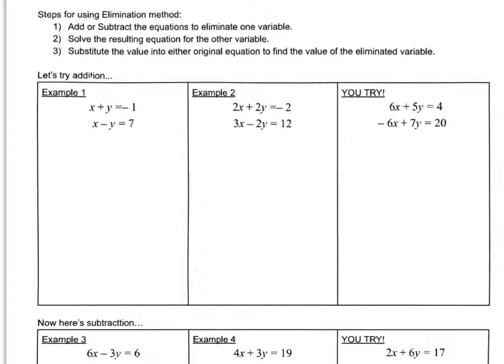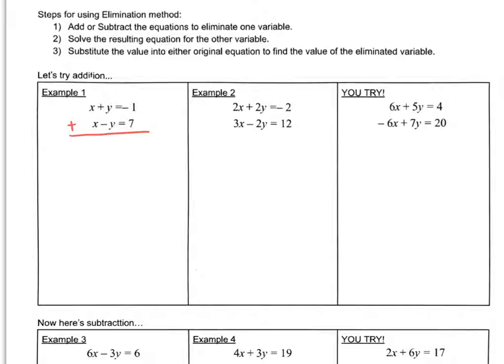So let's look at example number 1. We've got x plus y equals -1 and x minus y equals 7. If you recall from the previous two lessons, I could ask you to graph both of these. They would intersect and you would get an answer. I could ask you to solve this using substitution, so you would need an x equals something or a y equals something, and then you could use that method to get your answer.